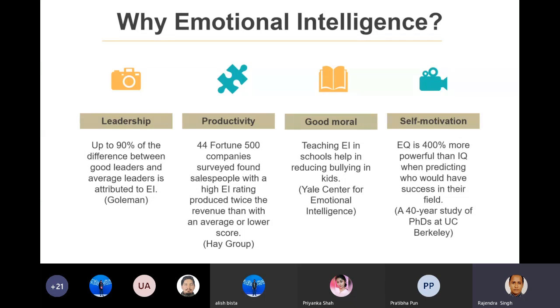According to Daniel Goleman, who actually coined the term emotional intelligence. And for those of you who checked the LMS recently, I put a link for a book by Daniel Goleman on emotional intelligence. If you're interested in learning more about emotional intelligence, I would highly recommend that you read that book. It's in PDF format, and it's free for you guys. So according to Daniel Goleman, up to 90% of the difference between a great leader, a good leader, and average leaders or an average boss, can be attributed to emotional intelligence.